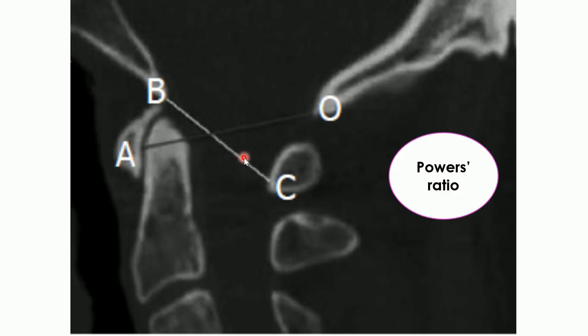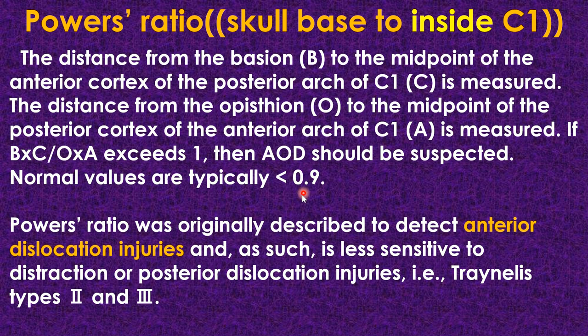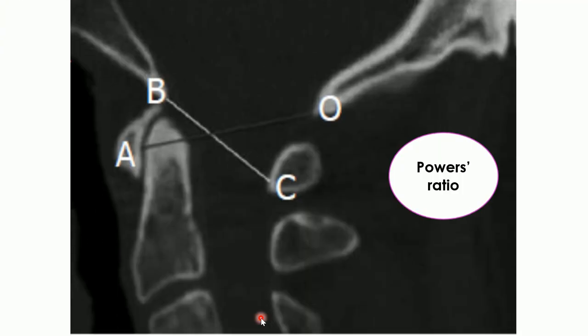It is normally less than 0.9. If it exceeds 1, this indicates anterior dislocation injuries. So this Powers ratio was primarily suggested for the diagnosis of Traynelis type 1 anterior dislocation injuries, and its weak point is that it cannot give benefit in the diagnosis of type 2 and type 3.